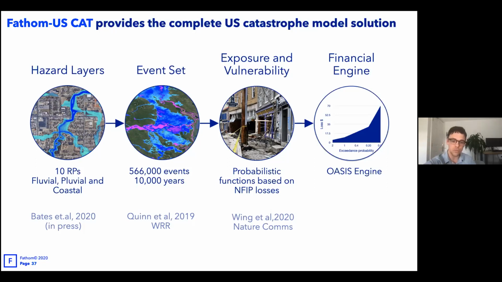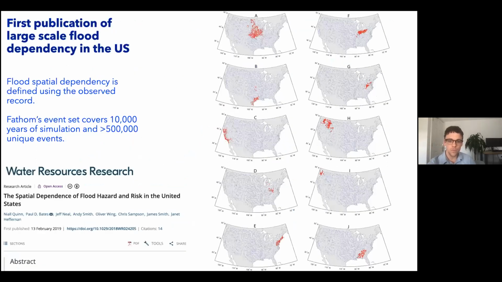Just very quickly, again, this publication was the first time a large-scale dependency model was demonstrated in the US. And the red dots on your right are essentially plausible event footprints that the model spits out across the US. Our model itself covers 10,000 years of plausible simulations and over 500,000 unique flood events in the US.